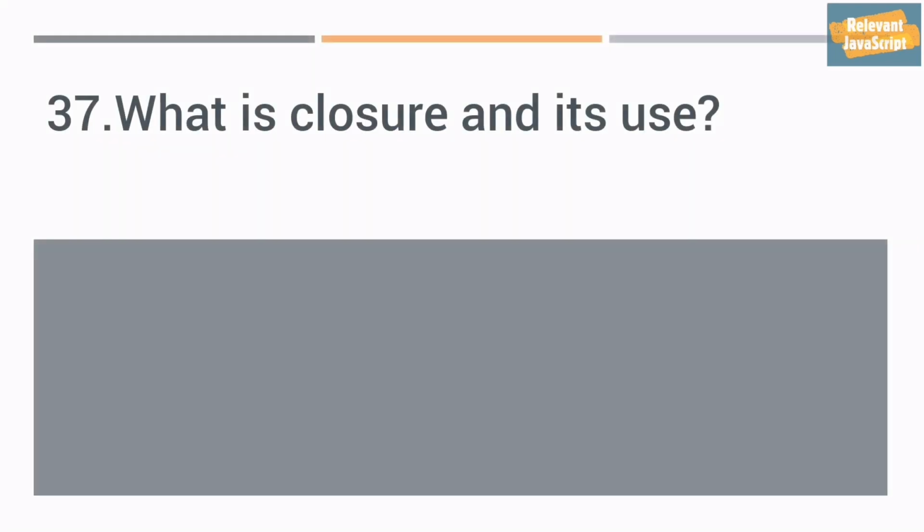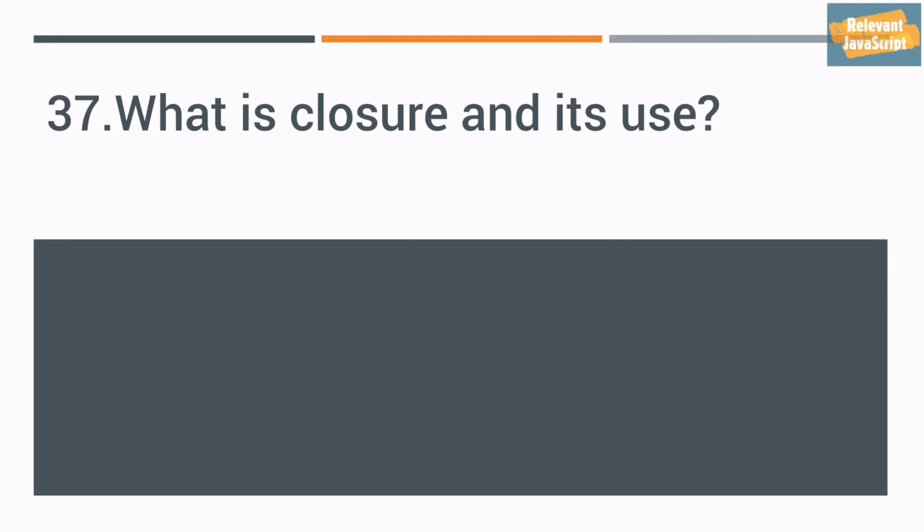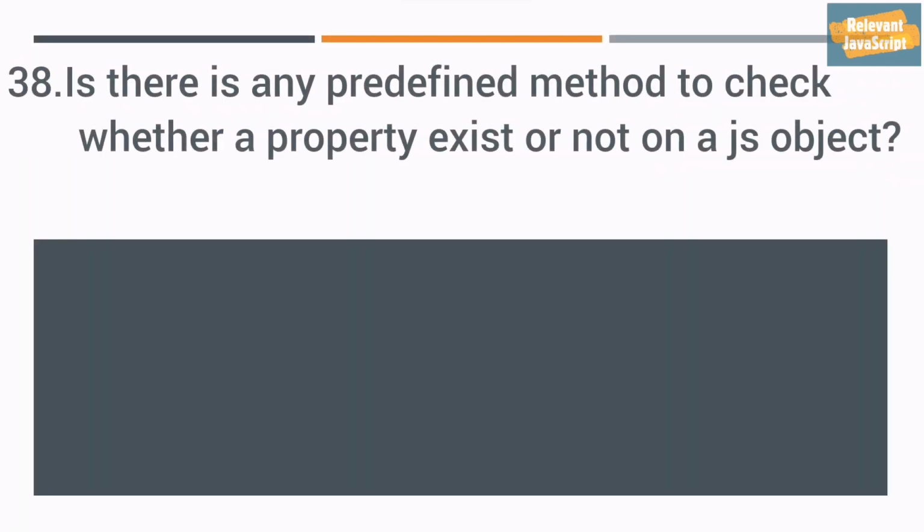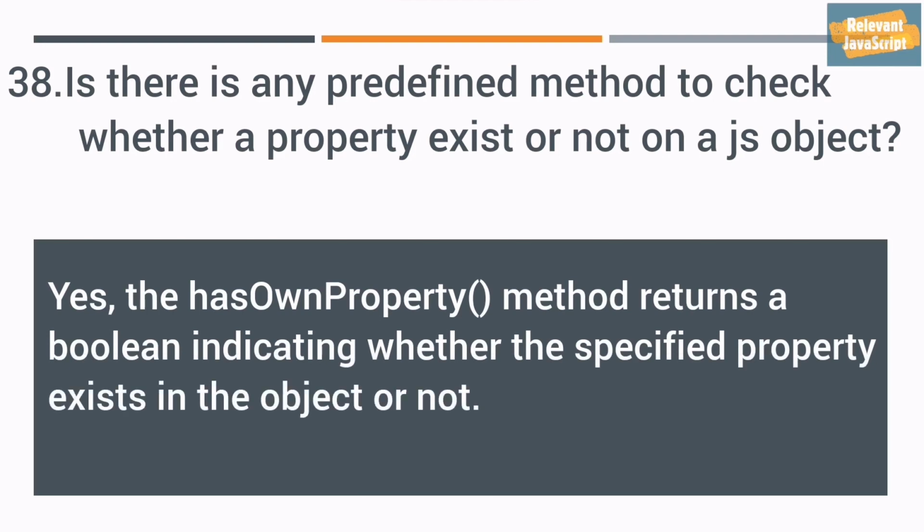Question number 37. What is closure and its use? It is a feature of JavaScript by which, if you bundle two functions together, one inside another, the inner function gets access to the outer function's scope. Question number 38. Is there any predefined method to check whether a property exists or not on a JS object? Yes. The hasOwn method returns a boolean indicating whether the specified property exists in the object or not.